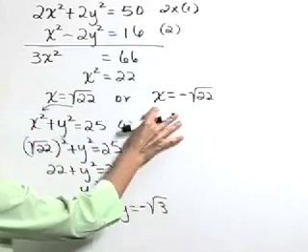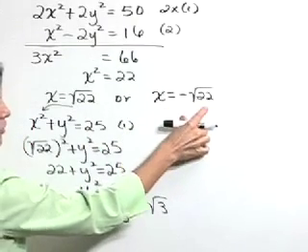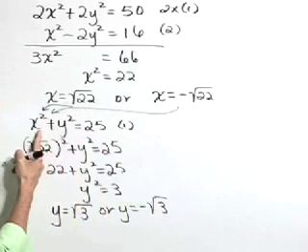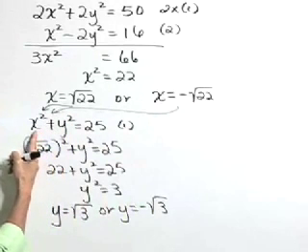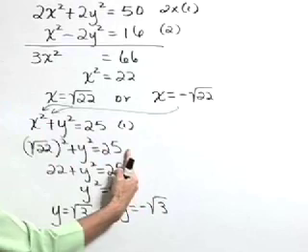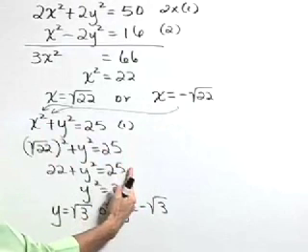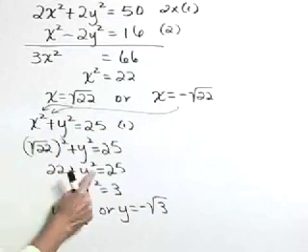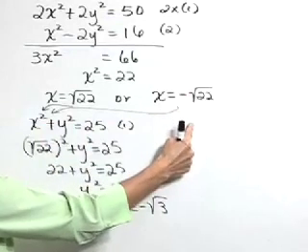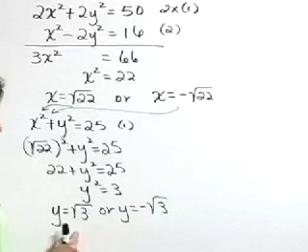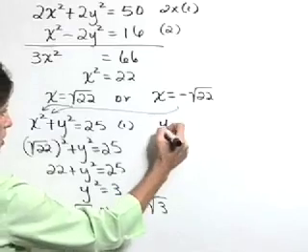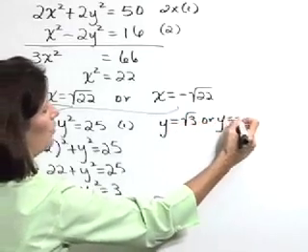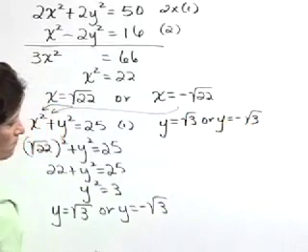Now as we look at this x value of negative square root of 22, if we substitute that into equation 1 right here for x, then we're going to get this same equation, because that negative sign, as we square it, becomes positive. So for x equal negative square root of 22, we're going to get these same y values: y equal square root of 3 or y equal negative square root of 3.